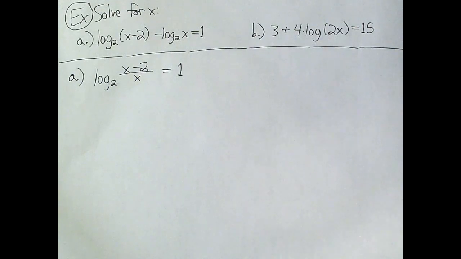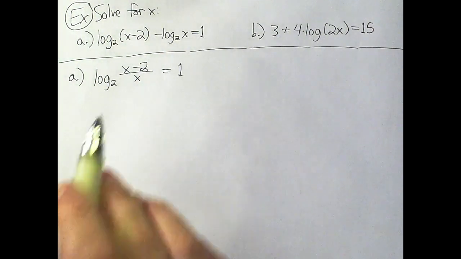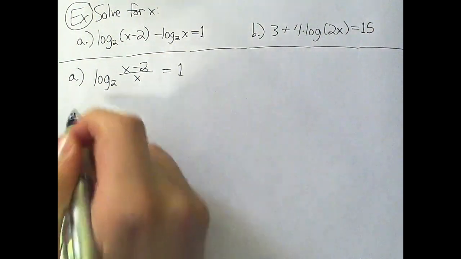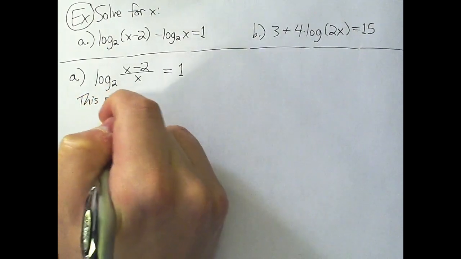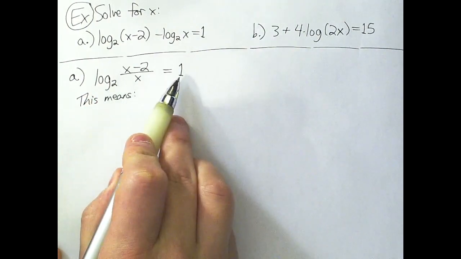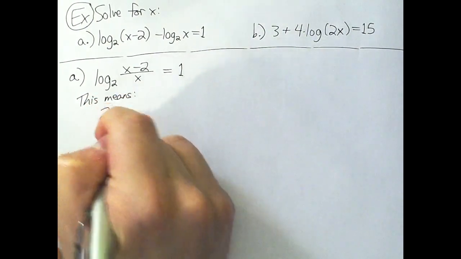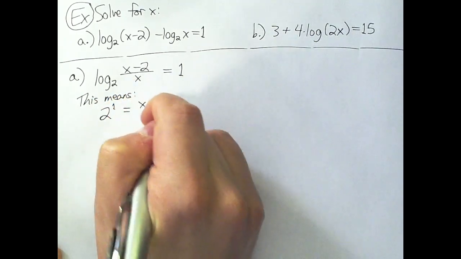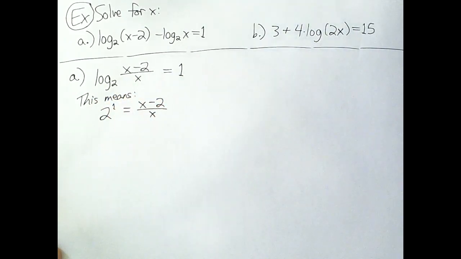So from here, we've got a couple of options. I mean, one way is you could do 2 to the left-hand side equals 2 to the right-hand side. Another way is you could just say, I have log of something equals something, and I know what this means in terms of exponents. The base is 2. It's being raised to the 1. This whole thing means 2 to the 1 equals x minus 2 over x. Two to the 1, of course, is going to simplify to 2.